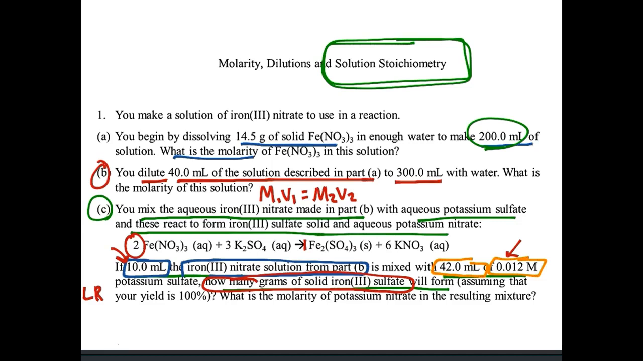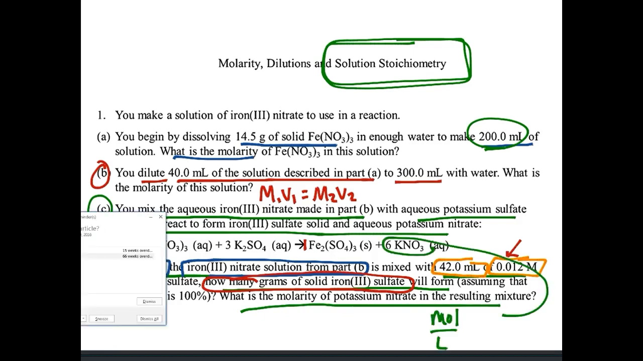Now the last part of the question, there's one more part of the question. What is the molarity of potassium nitrate in the resulting mixture? So we also end up with a second product, potassium nitrate, which is aqueous. The first one is a solid, so it's kind of appropriate to ask what mass forms. But for the potassium nitrate, the question is what is the molarity of that product that forms? And so this is a separate sort of question. We're just going to figure out how many moles form and divide by the volume.